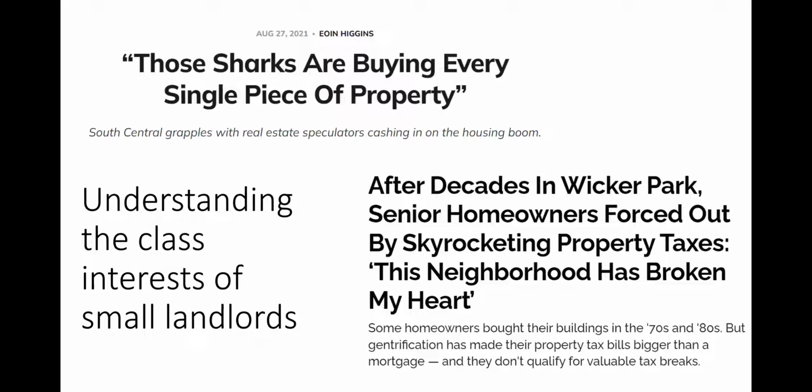And just a quick note here, in Chicago, the definition of a small landlord is owner-occupied 6 or fewer units. This will be important later as we talk about what actually is a small landlord when that definition shifts around because of the real estate industry.